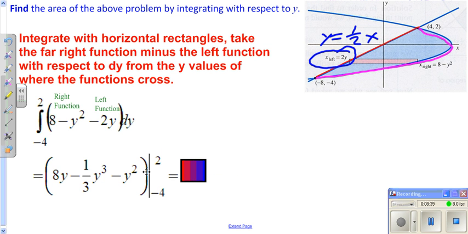Now you'll notice this integral, even though we're finding the exact same answer as we were in the last problem, it's much nicer to integrate. It's much nicer to evaluate. You plug in your 2, subtract what you get when you plug in your -4, and lo and behold, we still get the same answer of 36.